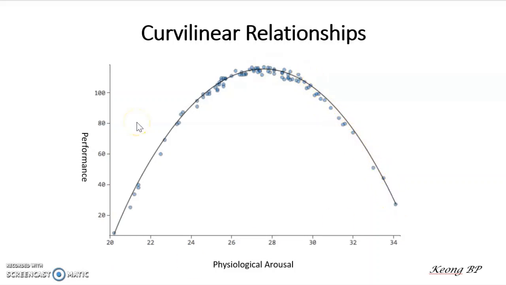This type of curvilinear relationship is usually or generally seen in the medical field. For example, between physiological arousal and performance.